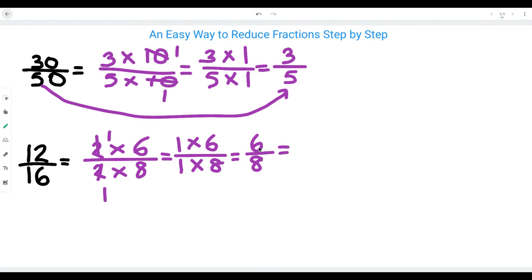So what two numbers when we multiply together will give us 6? 2 times 3. Now remember, these two numbers are factors of 6. What two numbers, two factors, when we multiply together will give us 8? 4 times 2.